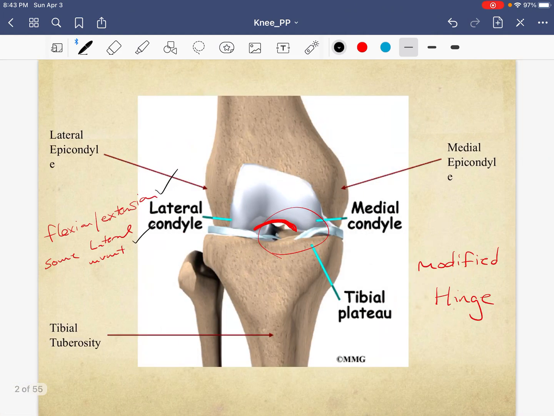Lastly, I want to point out the tibial tuberosity, and that is the front. The tibial tuberosity is the bump here on the front of the tibia, a little bit lower. You can feel this. We're going to feel it in lab quite easily. Perfect. That's going to be an attachment site of a really big muscle group known as the quadriceps.